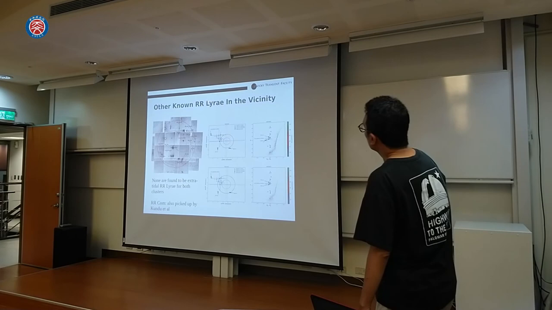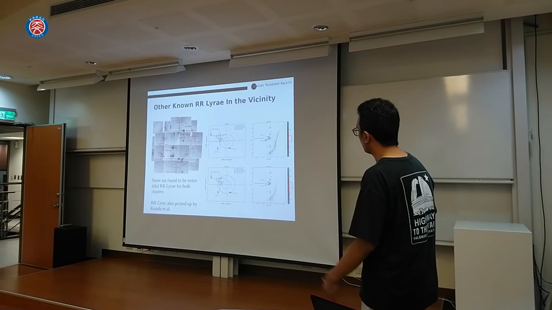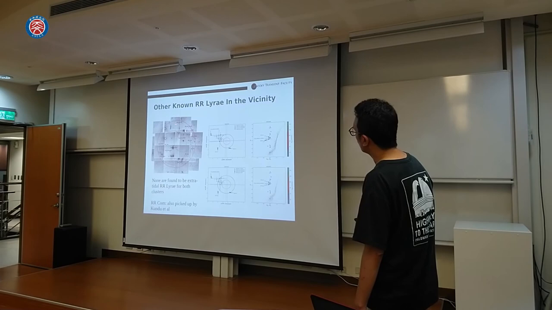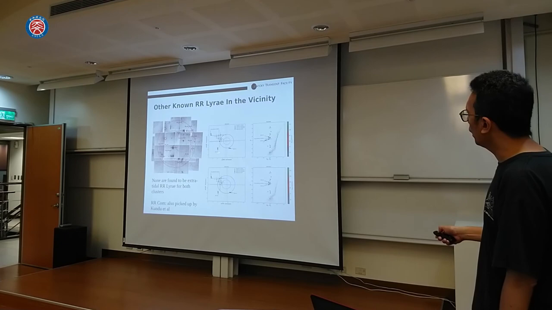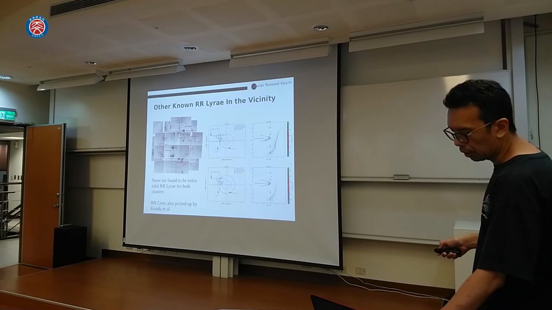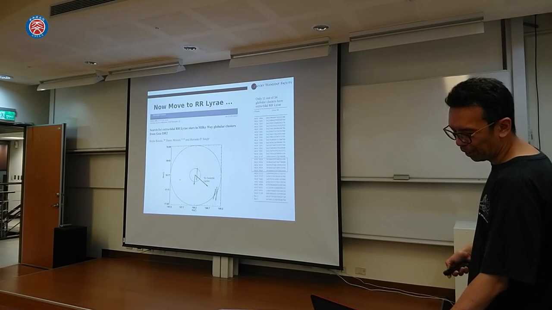Okay, are there any RRab that belong to these two clusters? So I tried to search for the known RRab in these big circles over here. Then I checked their proper motions, their CMD, and their three candidates, but it turned out that they are not members. The closest ones are these over here. They are also here. Actually, this one was also picked up by the papers. They were already picked out.